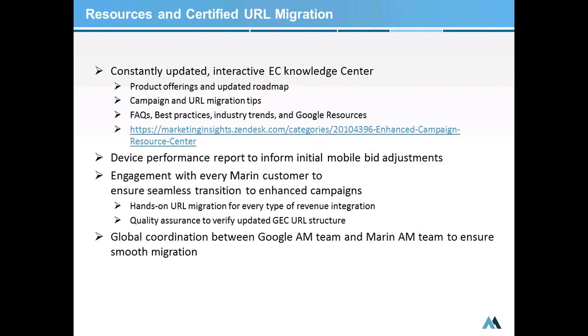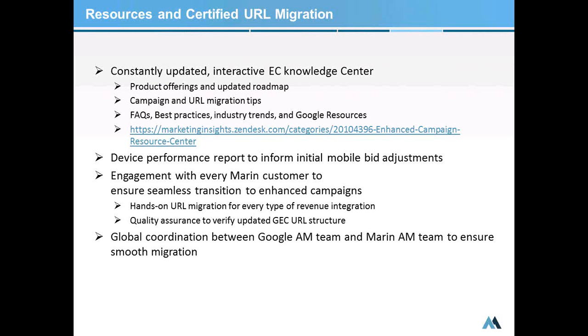So I also wanted to point out some resources that we have worked on for you guys. We have a constantly updated and interactive Enhanced Campaigns Knowledge Center on our Zendesk Help Center. You can find different sections in there. You can find product offerings and updated roadmaps and what's coming down the pipe. You can find campaign and URL migration tips. We have FAQs for migrating, for bidding, we have best practices, and some industry trends based on other migrations that have been done, and also, obviously, resources from Google.